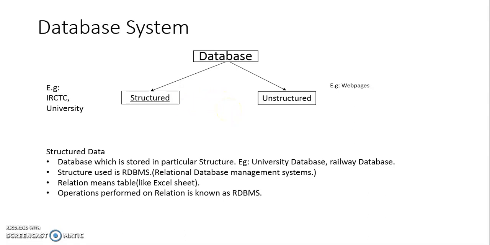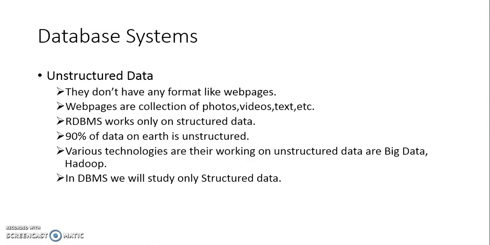But if we talk about unstructured data, it is data which is not in a particular format. Like web pages, which consist of videos, text, links, images, which can be present anywhere. So there is no specific format. If we talk about the data of our earth, 90% of data on the earth is unstructured. Concepts like Hadoop and big data all work on such unstructured data. As we are going to study DBMS, we will focus only on structured data.